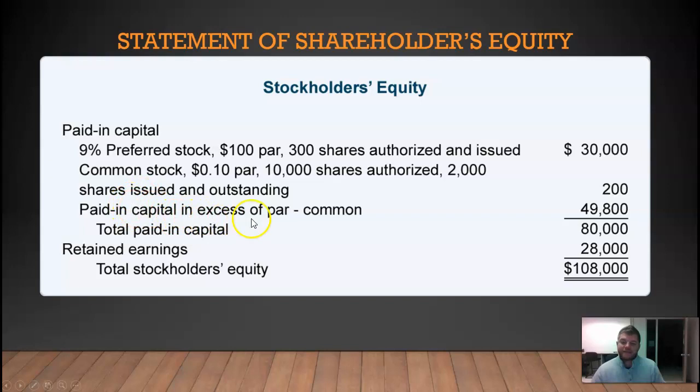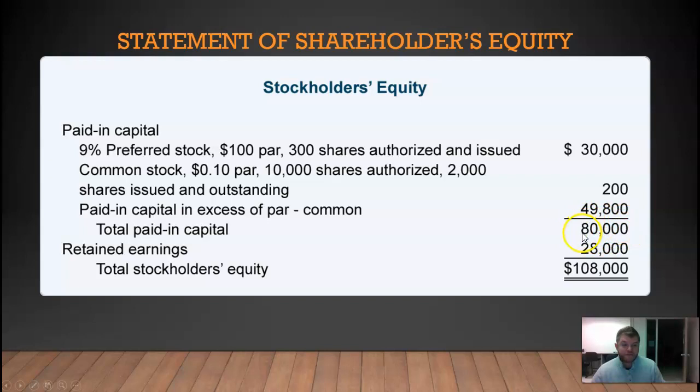So this is the in excess of par. We started at 10 cents each. They've gone up to $25. 2,000 shares at $25 is $49,800. The total paid in capital is all of the money that we have gotten from our preferred stock, and also from our par stock, and then also what the worth is now today in the market value.